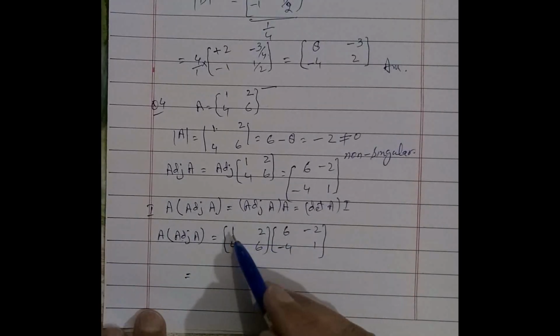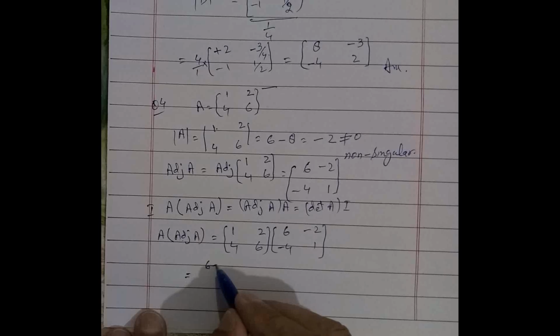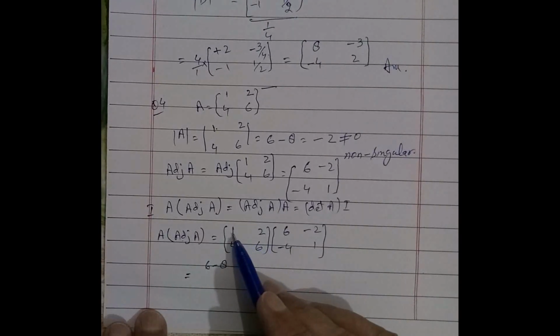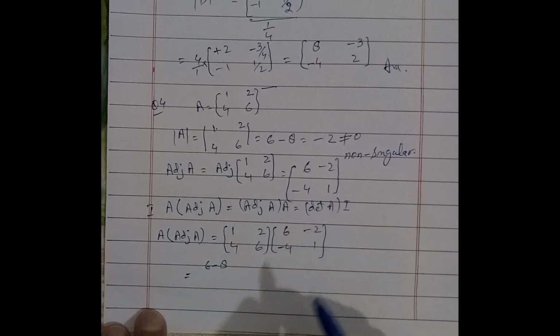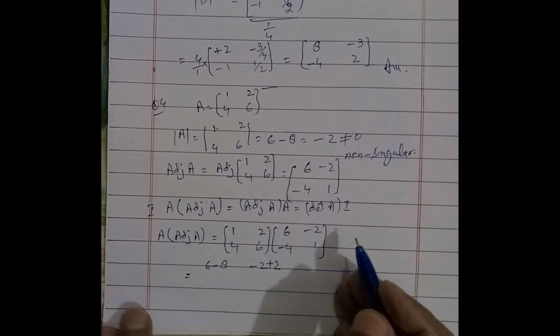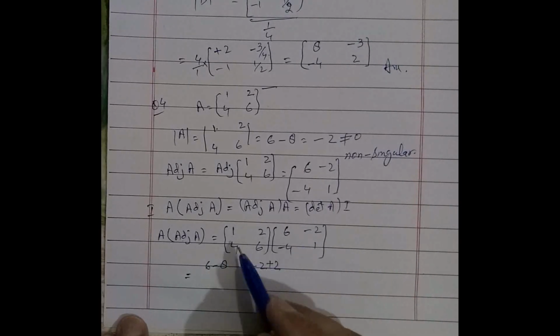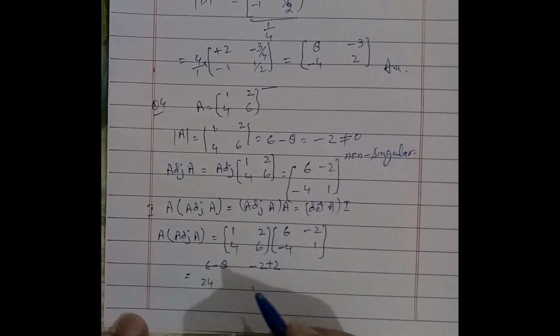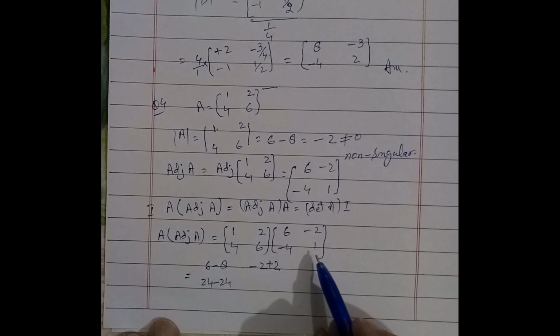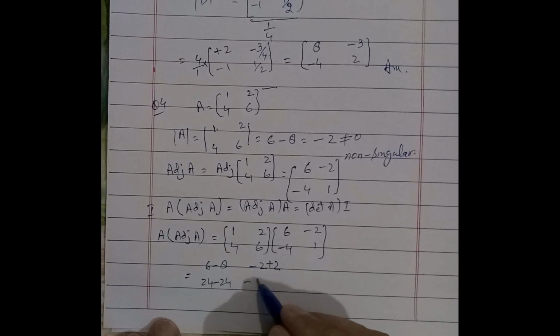First row with first column, 1 multiplied by 6 is equal to 6, 2 multiplied by minus 4 is equal to minus 8. Then first row with the second column, 1 multiplied by minus 2 is equal to minus 2, then 2 multiplied by 1 is equal to plus 2. Second row with the first column, 4 multiplied by 6 is equal to 24, minus 6 multiplied by 4 is equal to minus 24. And second row with the second column, 4 multiplied by minus 2 is equal to minus 8, plus 6 multiplied by 1 is equal to 6.